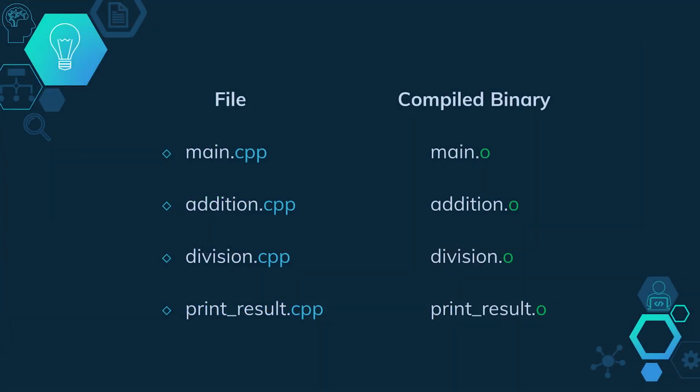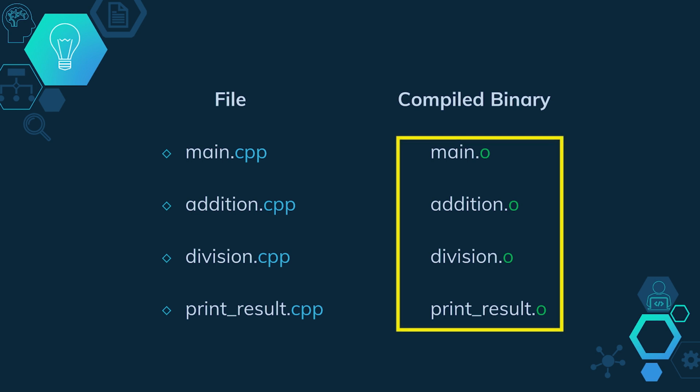During linking, the linker finds the compiled binaries of addition.cpp, division.cpp, and printresult.cpp and links those all together to produce one single executable.